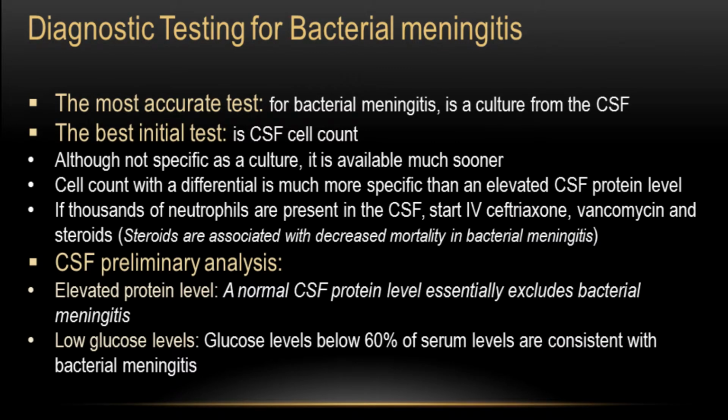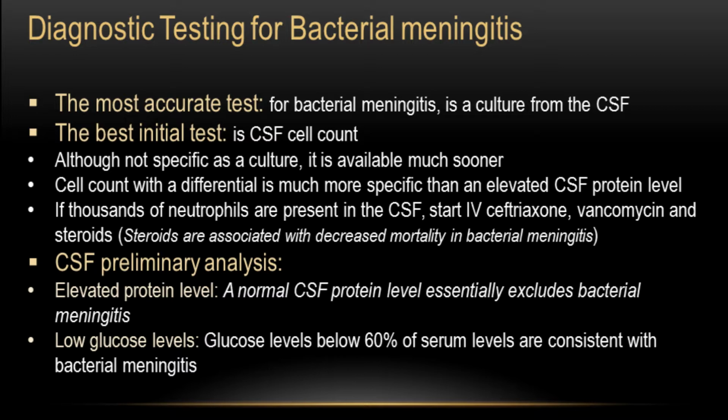So the most accurate test for bacterial meningitis is, of course, to culture the organism from the CSF. But usually when we do lumbar puncture and we take a CSF, it's easier to do a CSF cell count. It's not very specific, but it's available sooner than the culture. The cell count with the differential is more specific than elevated CSF protein level.